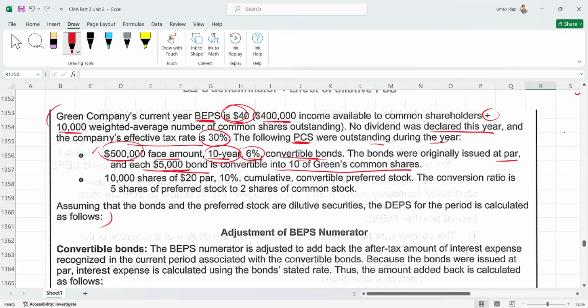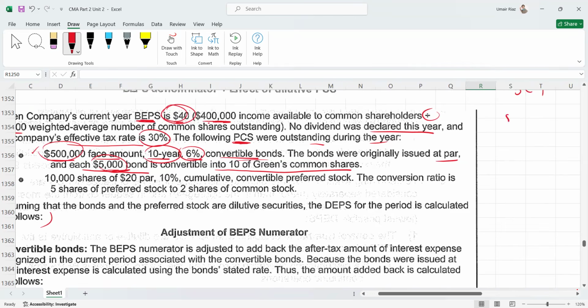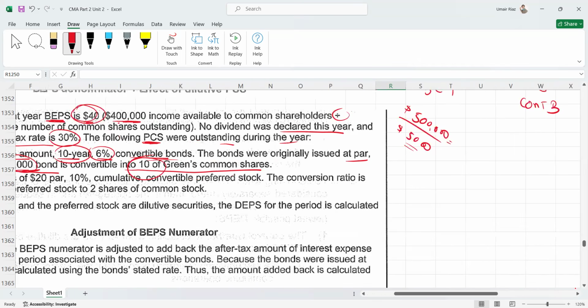It means against each $5,000 face value of bond, you will give 10 shares. Can you tell me, guys, how many shares you will give? We can calculate the number of shares very quickly. So total face value is $500,000. If I divide it by 5,000, I'll get the number of times we will give 10 shares, because against each 5,000 you will give 10 shares.